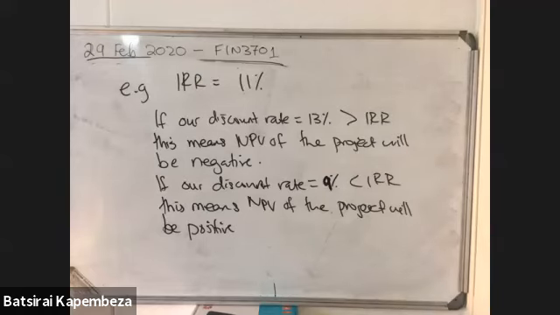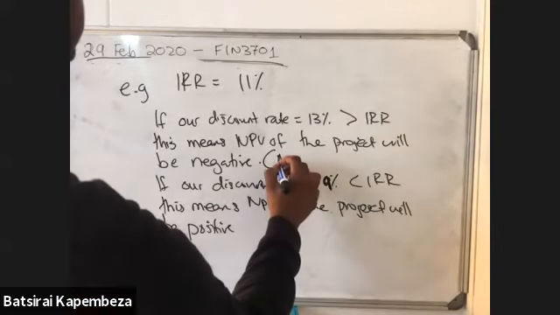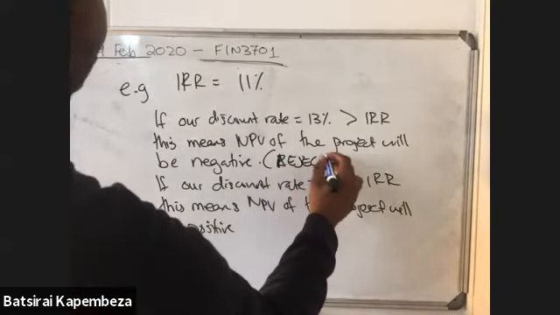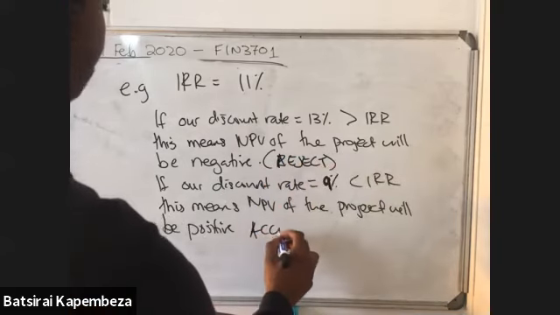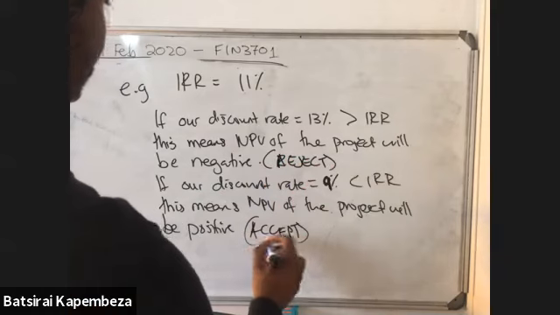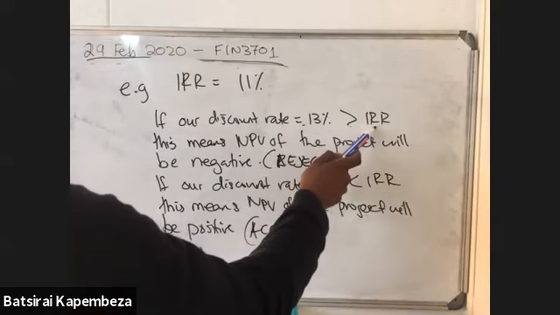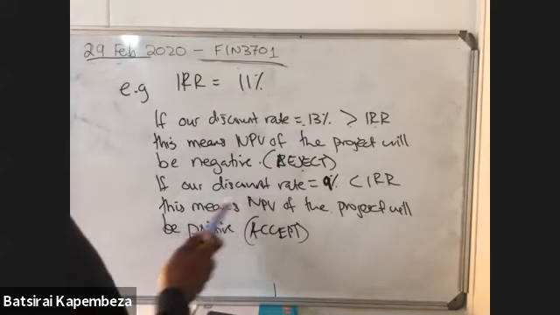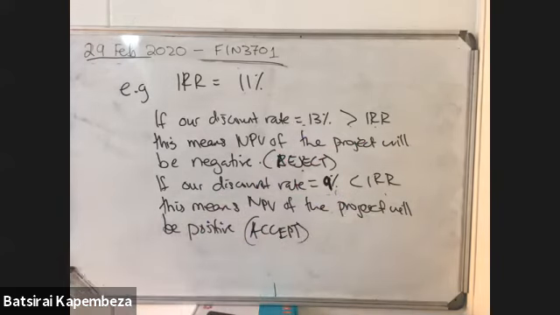So that's the idea behind this technique. The idea is that if you use a discount rate greater than the IRR, you reject the project because your NPV will be negative. And if you use a discount rate less than the internal rate of return, you accept the project because your NPV will be positive. So if the discount rate is more than the IRR, we reject. And if the discount rate is less than the IRR, we accept the project.